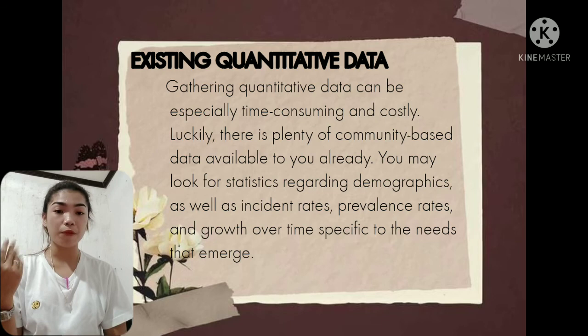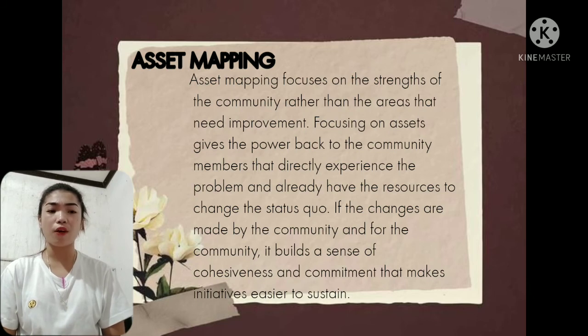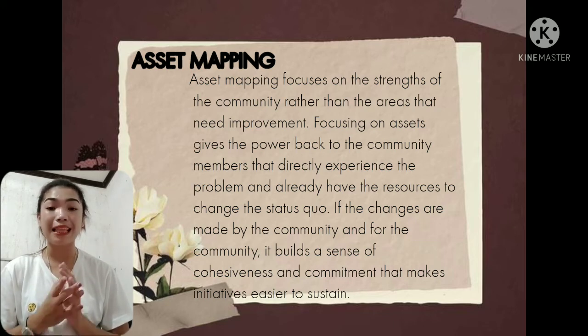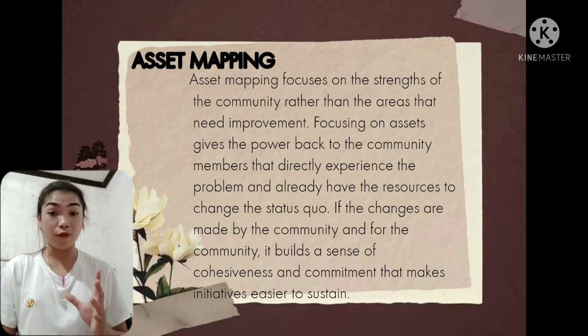So the fifth will be asset mapping. In that, it focuses on the strengths of the community rather than the areas that need improvement. So asset mapping will be the last of the types of collecting information.